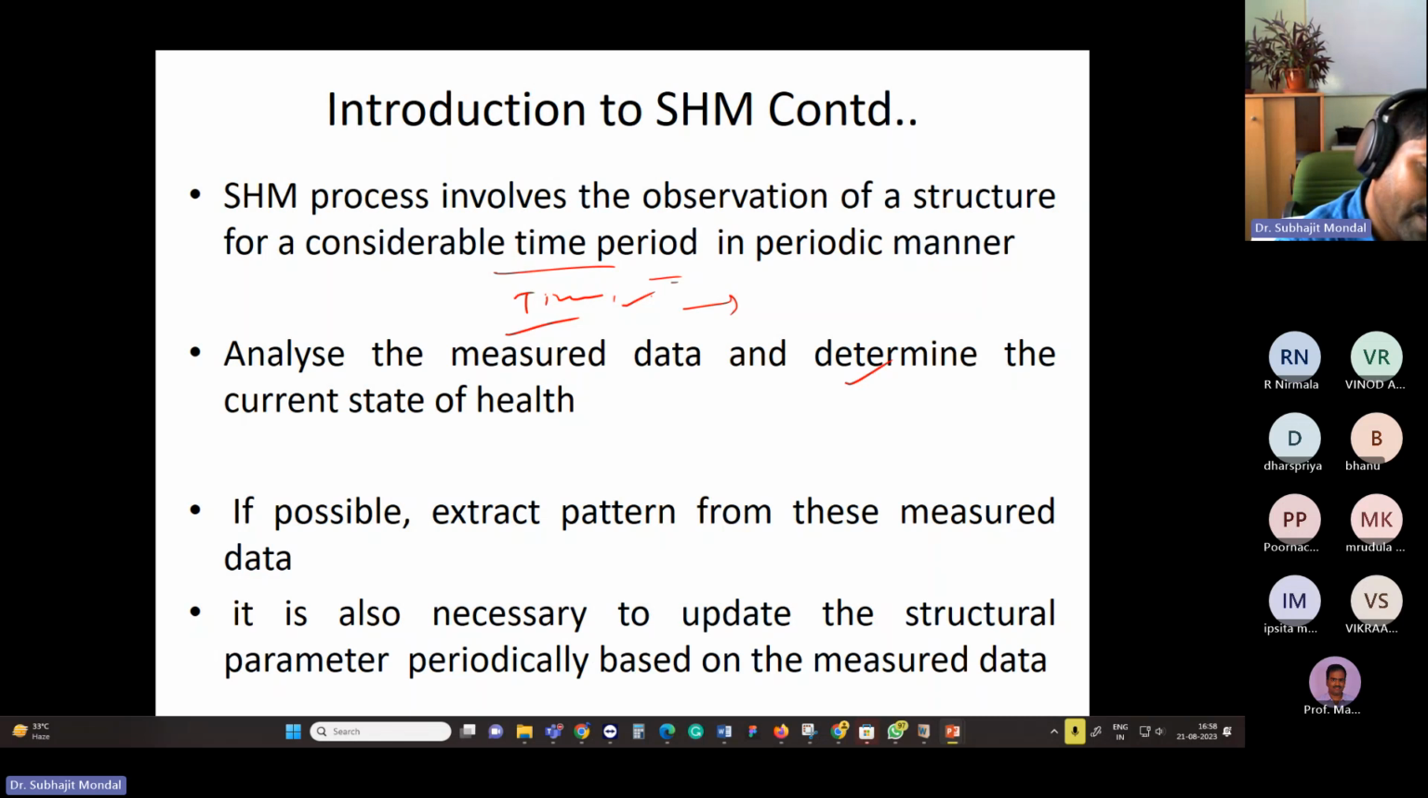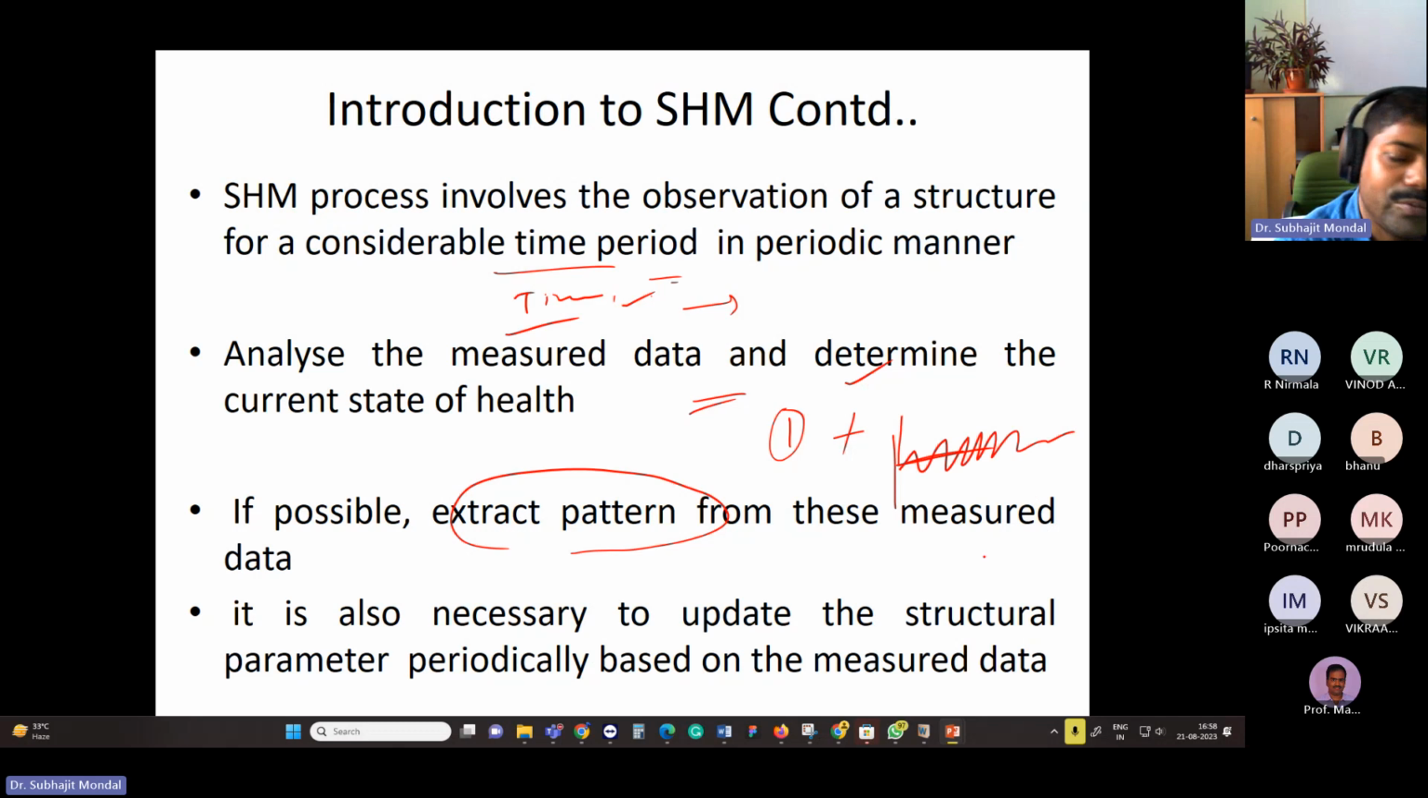Now, if we measure the data, how can we check it? Here pattern recognition comes in. We can try to get the pattern. For example, you have measured data which earlier used to look like this, but due to damage, some disturbance or some local failure, the response has changed. So from the difference in the pattern of the damaged responses, you can identify whether there is damage or not.